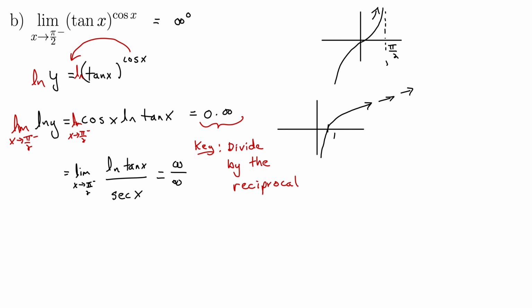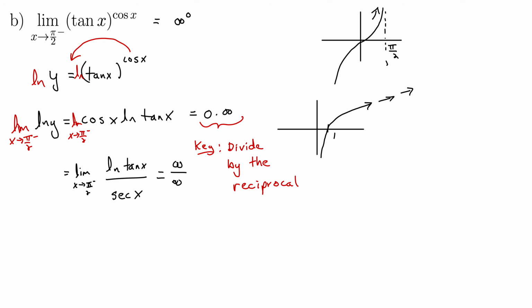Turns out that secant of pi over 2 is infinity. How do I know that? Well, I'm really thinking of it as 1 over cos x at this point. And since cos of pi over 2 is 0, we know we're going off to some kind of infinity. We really don't have to worry about whether it's positive or negative infinity, because we're just trying to get the form infinity over infinity. It doesn't matter if it's negative infinity over infinity. It's all the same, as long as it's the correct form.